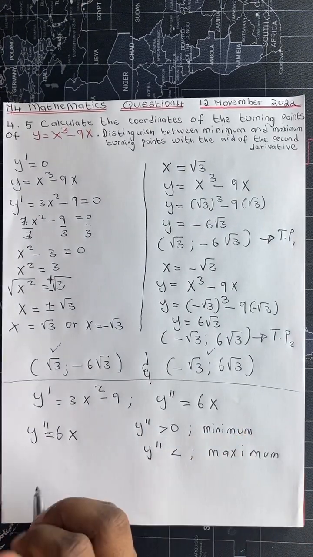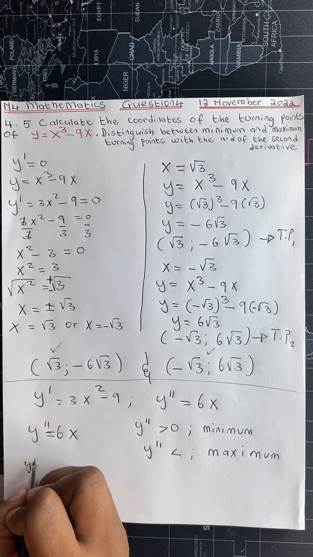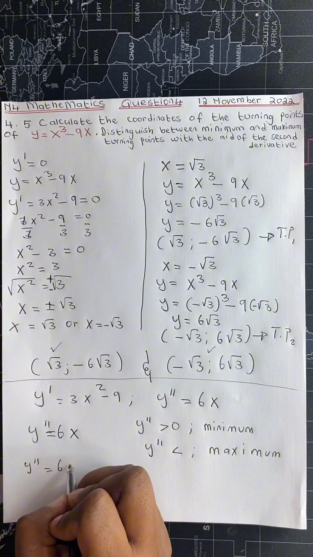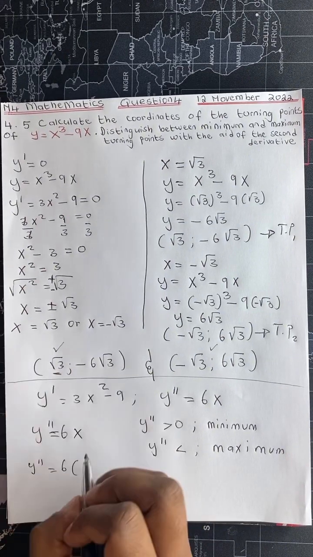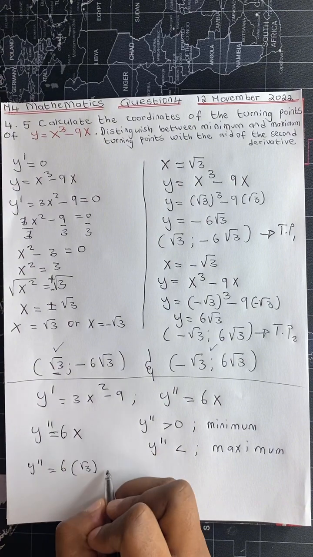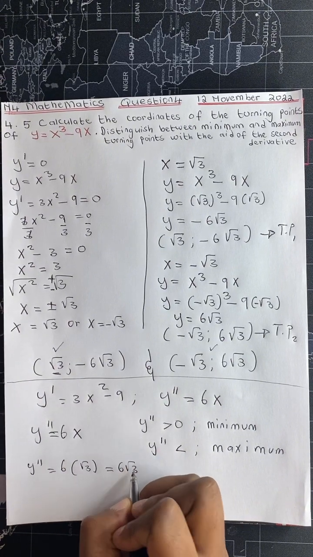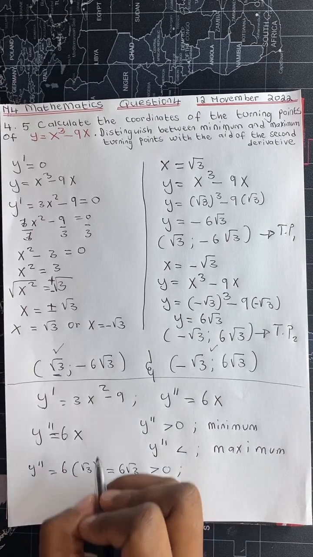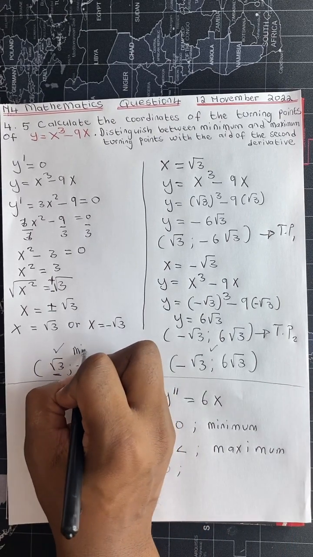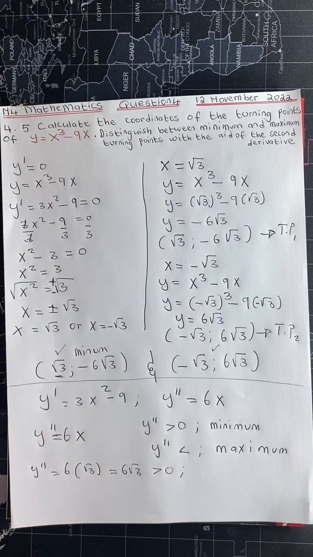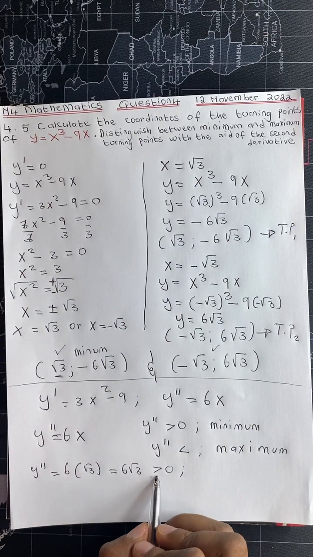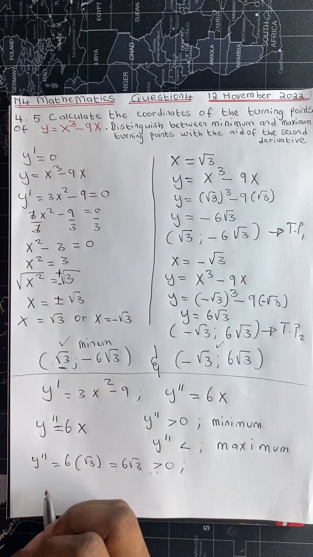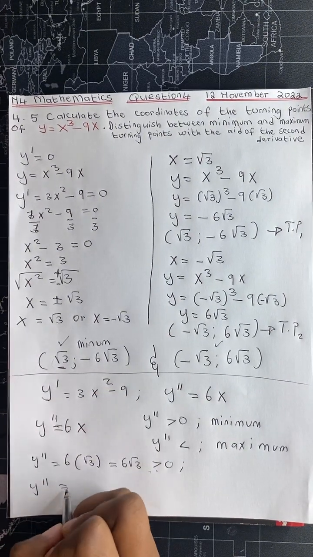So let's substitute. We have y double prime. We first substitute the square root of 3 where there is x. So this is 6 times the square root of 3, and this is greater than 0. So this coordinate will be a minimum because y double prime is greater than 0 after we substituted the x coordinate.